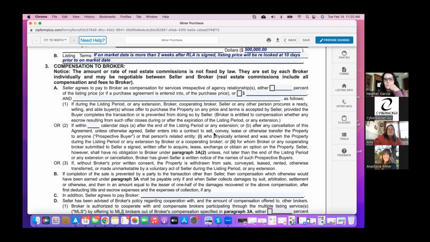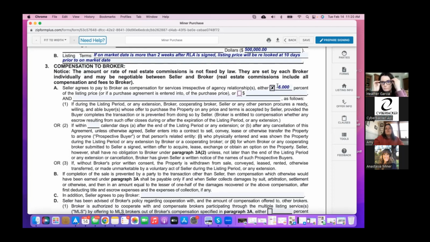All right. Compensation to broker is section 3. The amount and rate of real estate commissions is not fixed by law. They are set by each broker individually, and may be negotiable between seller and broker. Real estate commissions include all compensation and fees to broker. Seller agrees to pay broker compensation for services, irrespective of agency relationships, either blank % of the listing price, or if a purchase agreement is entered into, of the purchase price, or blank. So your option is either a % or a flat rate. Those are your two options. You're going to select one and fill it in. Please don't forget to check the box.